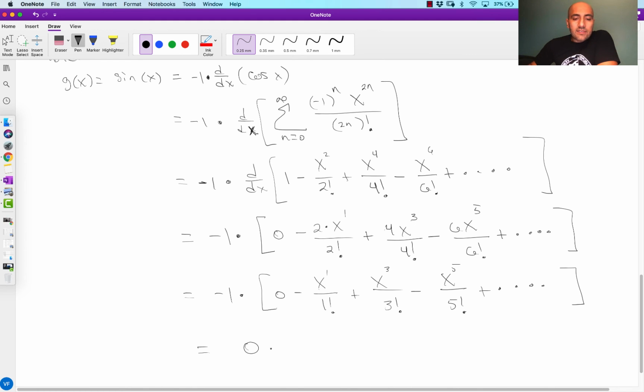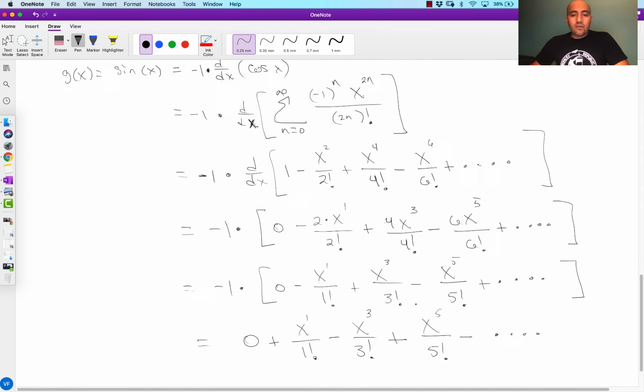So that's going to be 0, and then the first one after that is going to be positive x to the first power over 1 factorial, plus, and then the next one is going to be minus x to the third over 3 factorial, and then plus x to the fifth power over 5 factorial, and then minus, and then plus, and then minus, and then plus. Okay, so the pattern looks pretty good.